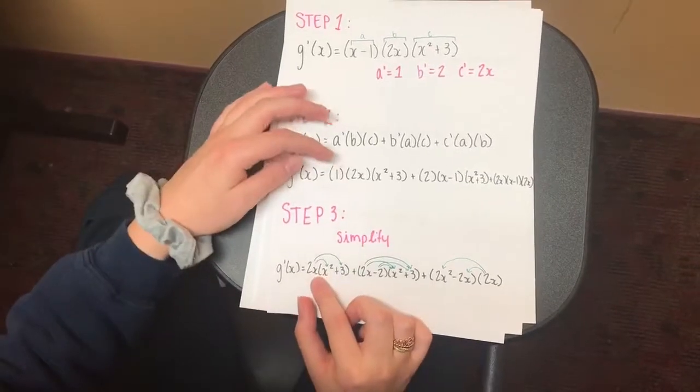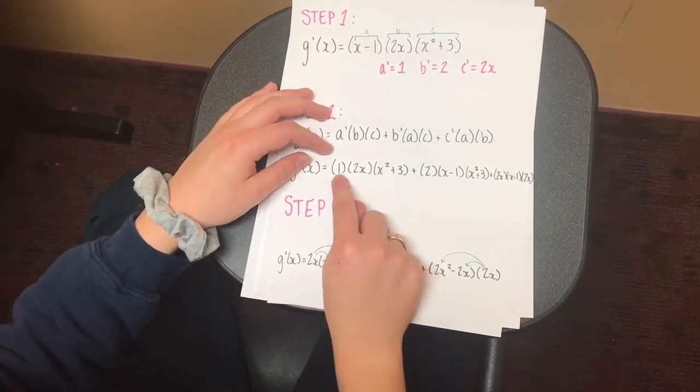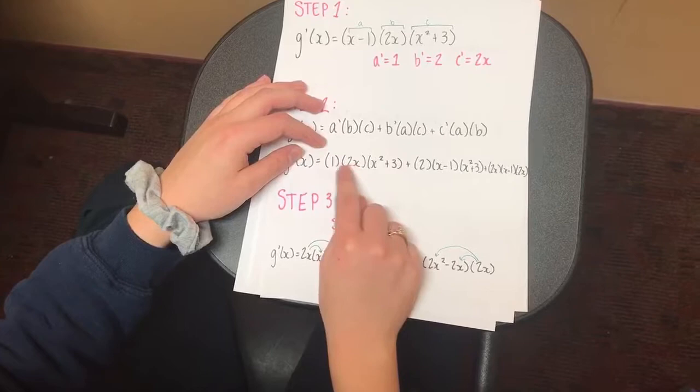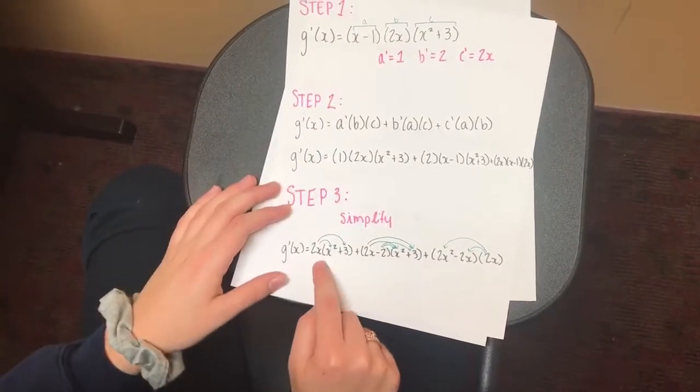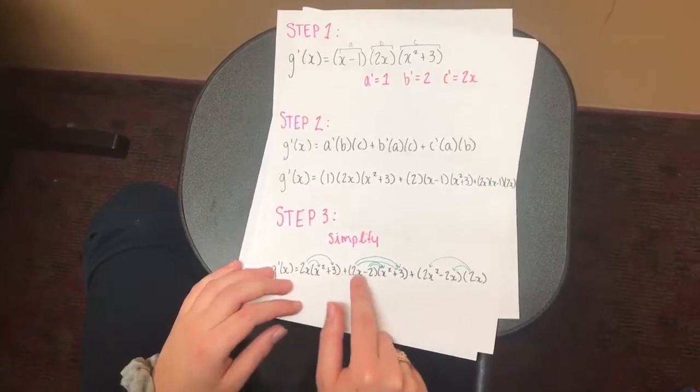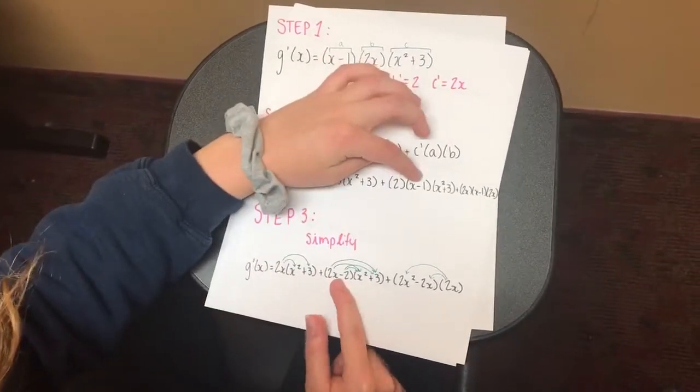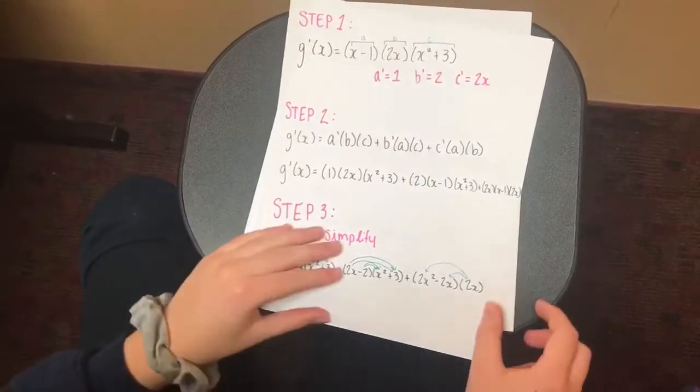So for step 3, you're going to start simplifying. So what I just did at the beginning of the step, I just plugged this into that. So I did 1 times 2. So you have 2x, and then I just did all of that for each step.